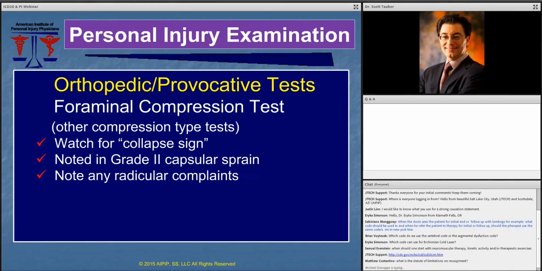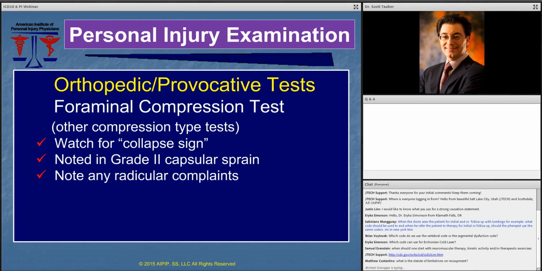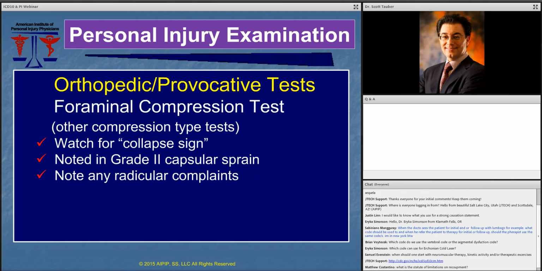We've all seen it, but you want to document it because it is there in a grade 2 capsular, notice the word, sprain. I realize everybody out there is going to want to get to a sprain diagnosis, right? Because obviously more treatment, but not everybody's going to have a sprain. So you want to try and do these tests and see if you can identify that sprain. Also, you may have radicular complaints when you do this kind of compression testing. Also, note those radicular complaints in there.